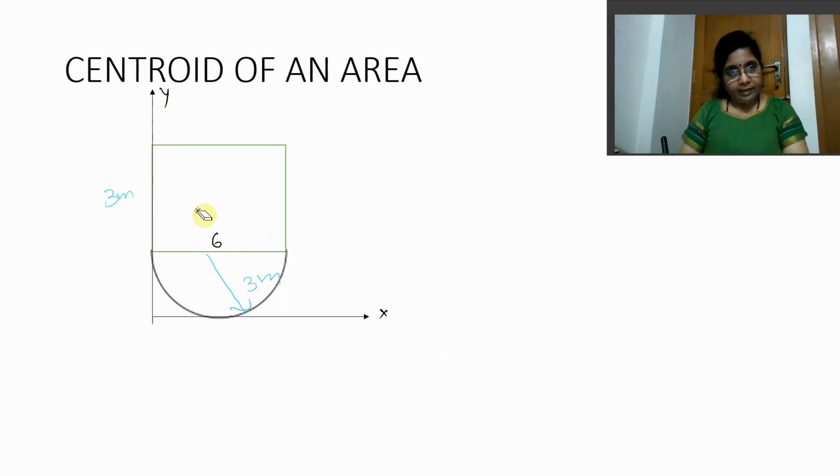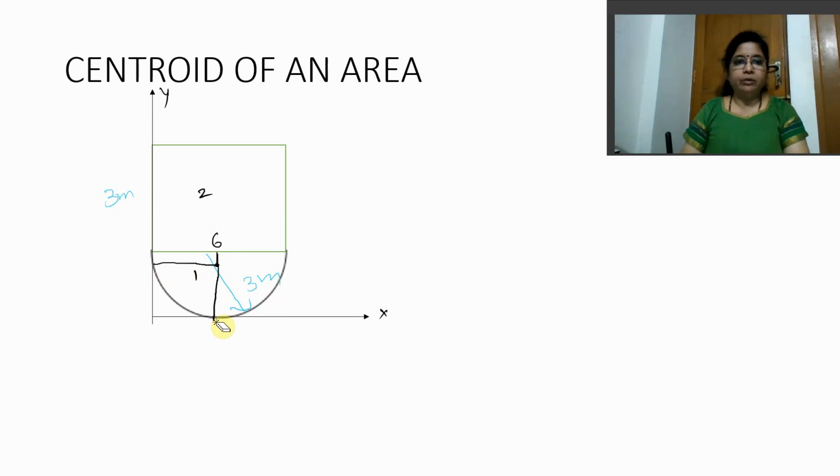What do we take? We can take this as area 1. We can take this as area 2. Either way, it's fine. So, area 1 is circle. And what is the radius of the circle? It is going to be 3. So, where is the centroid for the circle? It's going to be here. My x is going to be r. What is y? And should I drop it here? No, I have to drop it here.